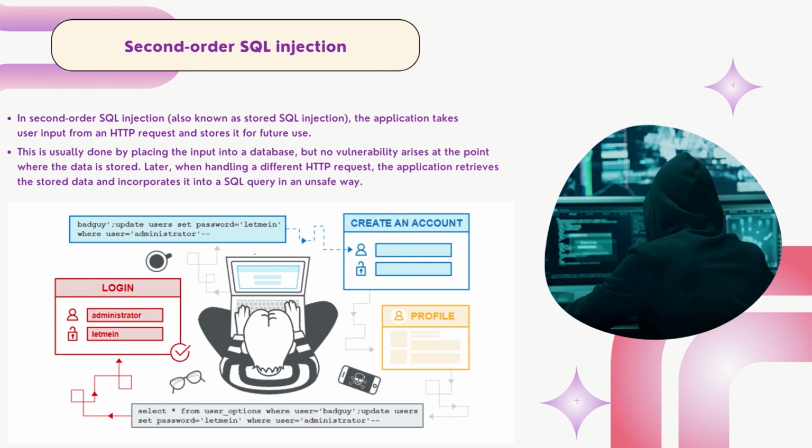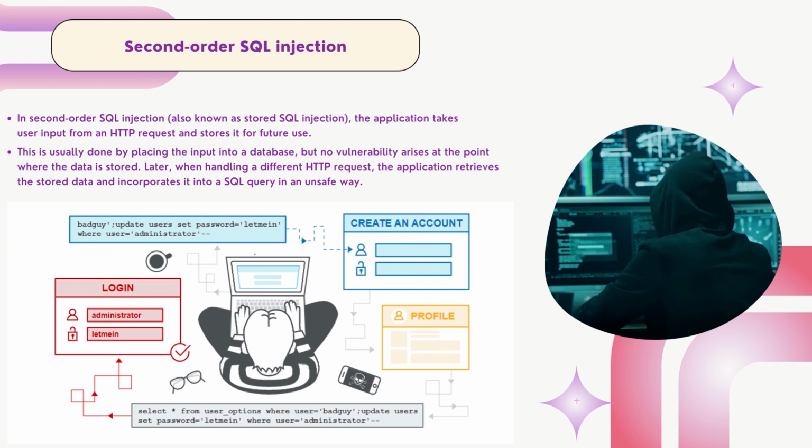Now we will be talking about second-order SQL injection. Before talking about second-order SQL injection, let's talk about first-order. Basically, first-order SQL injection arises where the application takes user input from an HTTP request, and in the course of processing that request, it incorporates the input into a SQL query in an unsafe way.